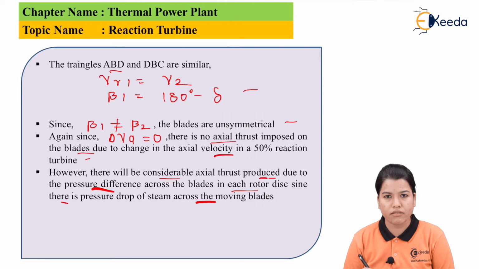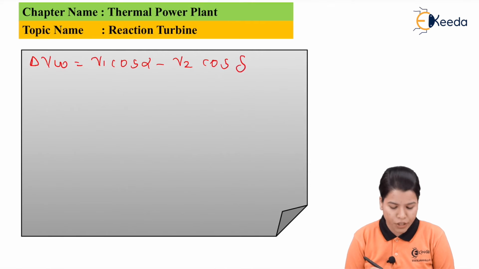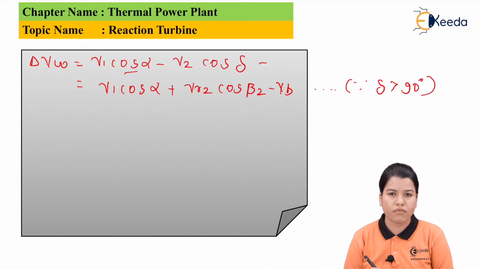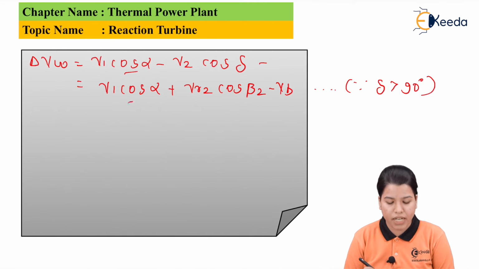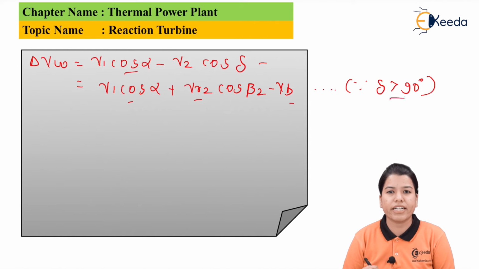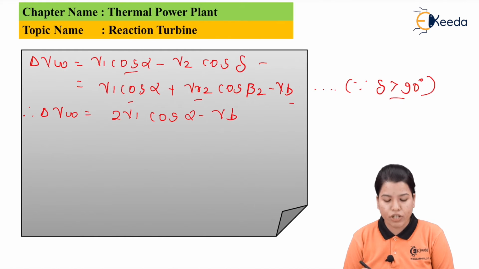Hence, we can write delta VW is equal to V1 cos alpha minus V2 cos delta. Further, this equation can be modified as delta VW is equal to V1 cos alpha plus VR2 cos beta 2 minus VB. This is because the value of delta is much greater than 90 degrees. Further, we can write delta VW is equal to twice V1 cos alpha minus VB.